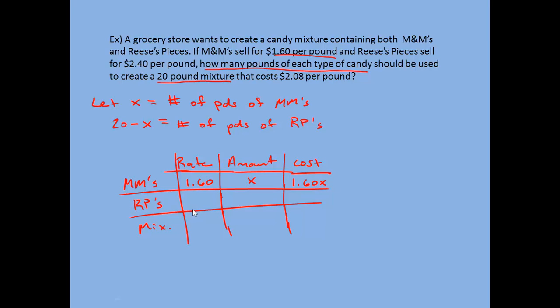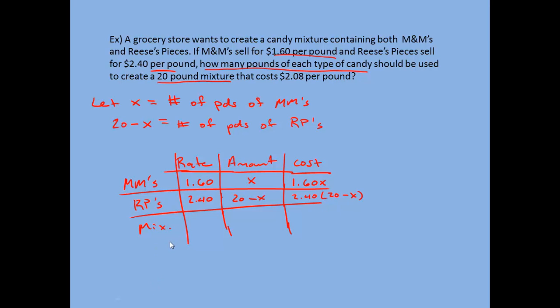For the Reese's Pieces, the rate is going to be $2.40 per pound. All right, so it's telling you that's the rate there. The amount of them we have comes from our let statements, right? It's going to be 20 minus x. And the cost, well, rate times amount gives us cost, so this is going to be 2.40 times 20 minus x. And notice I have the parentheses there. If you don't use the parentheses, you're going to forget to distribute through. So it's 2.40 times that whole 20 minus x. You need parentheses there.